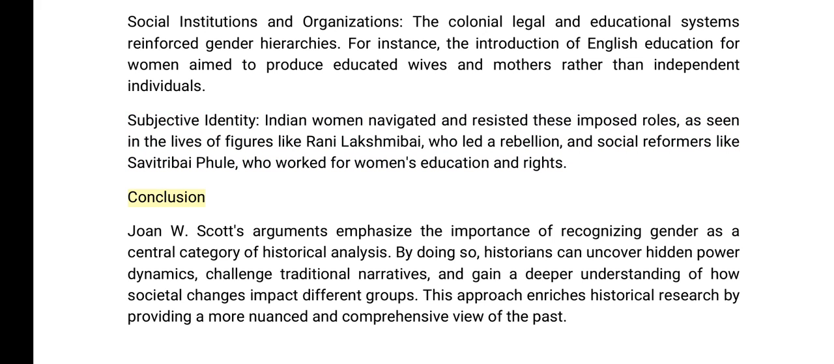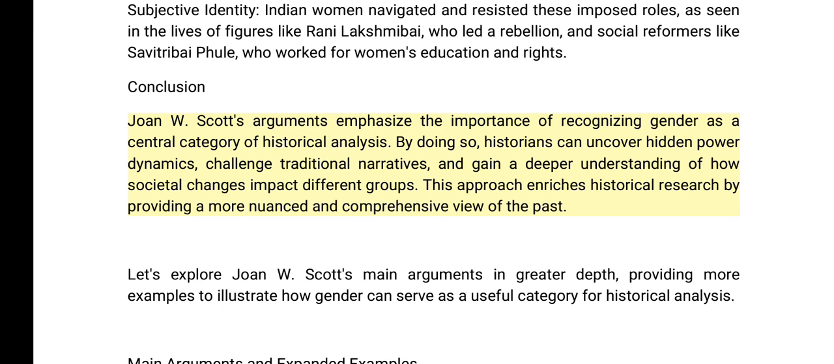Conclusion. Joan W. Scott's arguments emphasize the importance of recognizing gender as a central category of historical analysis. By doing so, historians can uncover hidden power dynamics, challenge traditional narratives, and gain a deeper understanding of how societal changes impact different groups. This approach enriches historical research by providing a more nuanced and comprehensive view of the past.